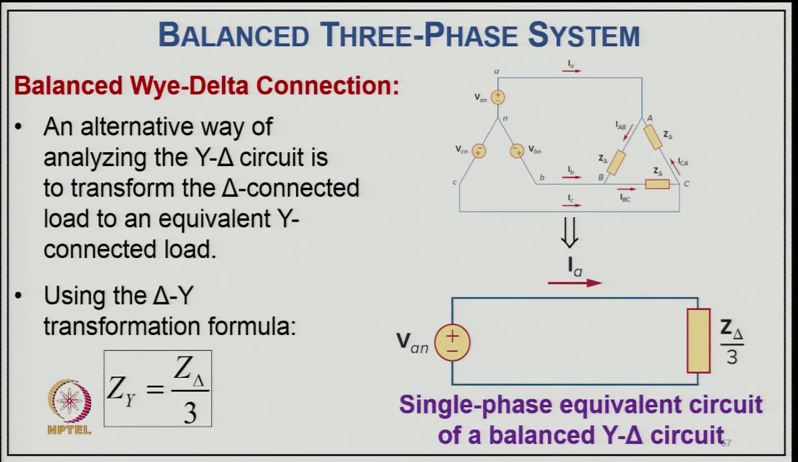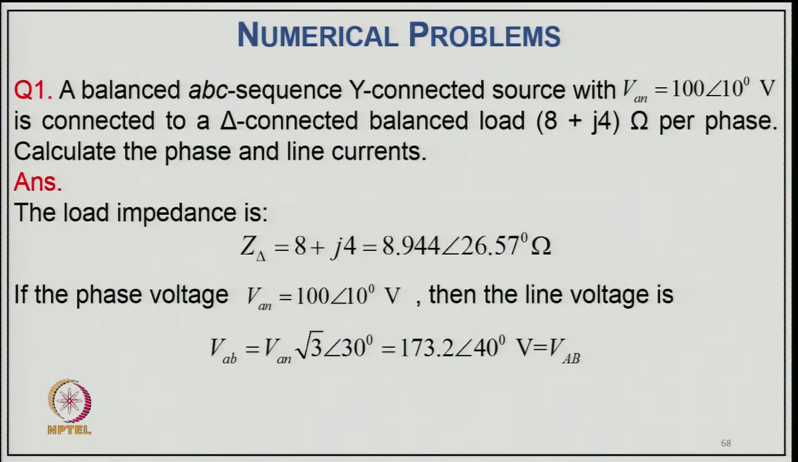So, we can say an alternative way of analyzing the star delta circuit is to transform the delta connected load to an equivalent star connection. Using the delta to star conversion, we can take Z_y equal to Z_delta by 3, and that becomes the per phase equivalent.